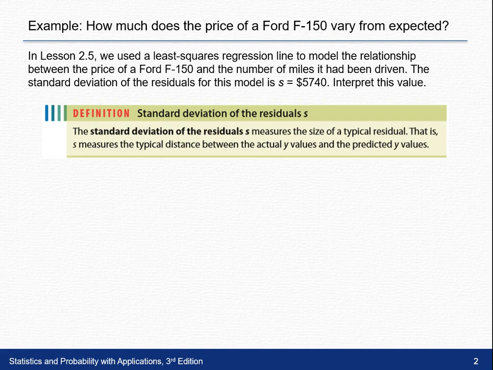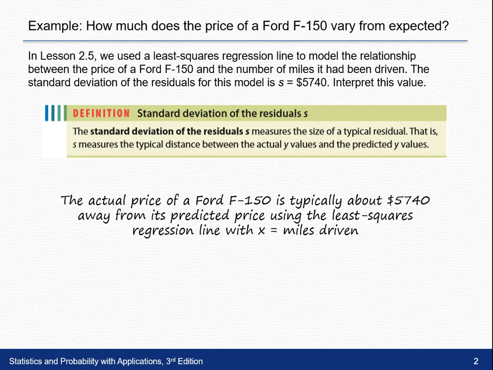So to interpret this, this tells us that the actual price of a Ford F-150, that's our Y value, is typically about $5,740 away from its predicted price using the least squares regression line, with X being miles driven. So again, our standard deviation of the residuals is telling us how far away the actual Y values are from the predicted Y values. So for us, with the price of a Ford F-150, they differ by about $5,740. For additional practice, please try exercise 5.